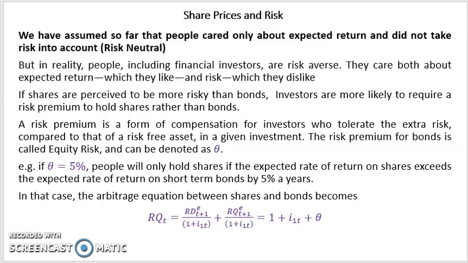So if investors perceive shares to be more risky than bonds, and since people dislike risk, they are more likely to require a risk premium to hold shares rather than bonds. We call that a risk premium, and we denote it by theta. So for example, if the risk premium is 5%, people will only hold shares if the expected rate of return on shares exceeds the expected rate of return on short-term bonds by that risk premium. So in that case, the arbitrage equation between shares and bonds will be such that the risk premium must also be included on the bond side to balance the two. This is simply adding the risk premium to the bond return.